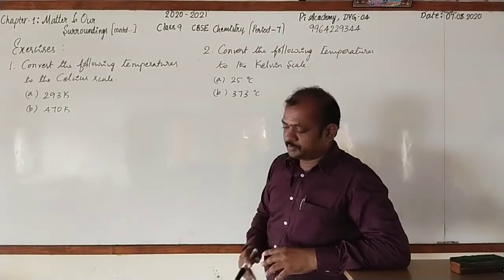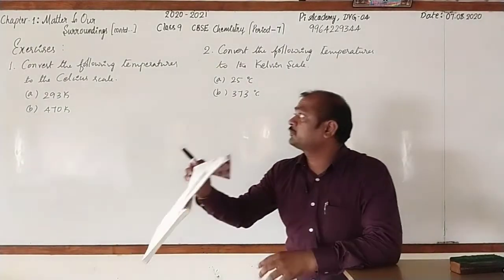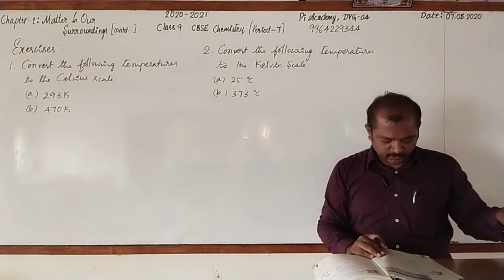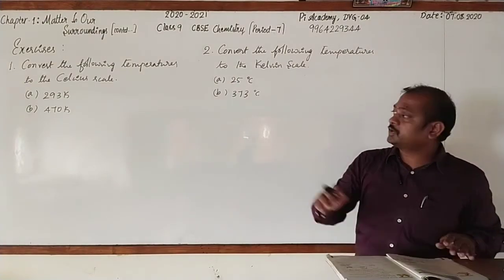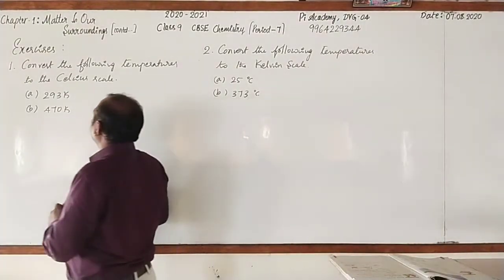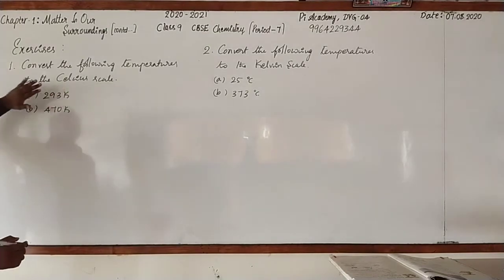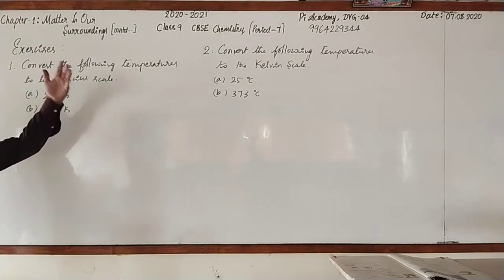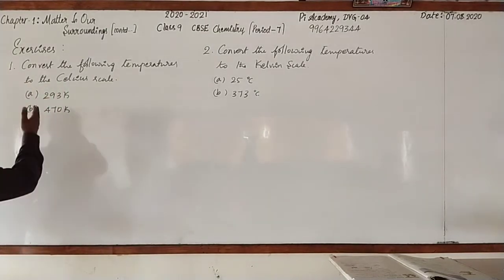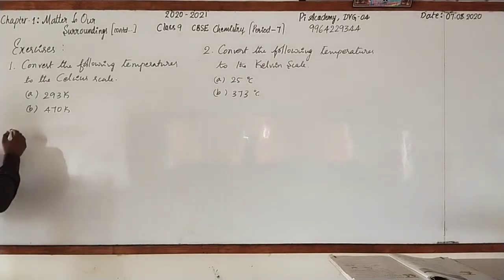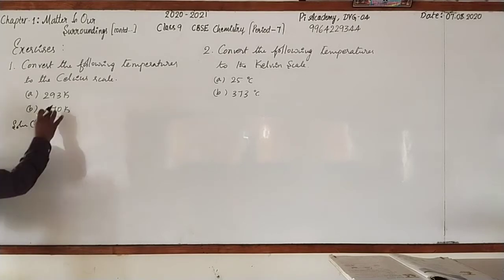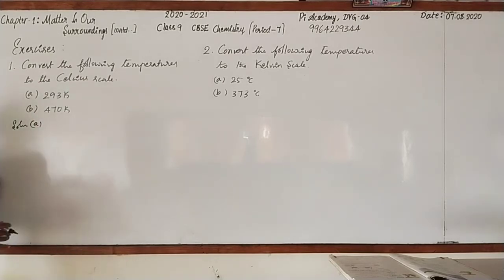Dear students, now we are moving to the answers for the exercise questions which are given on page number 12. The first question I have written. Observe it. Convert the following temperatures to the Celsius scale. Already we have solved many problems. Here we have 2 more. Let's go for that. First one is 293 Kelvin. It should be converted into Celsius.